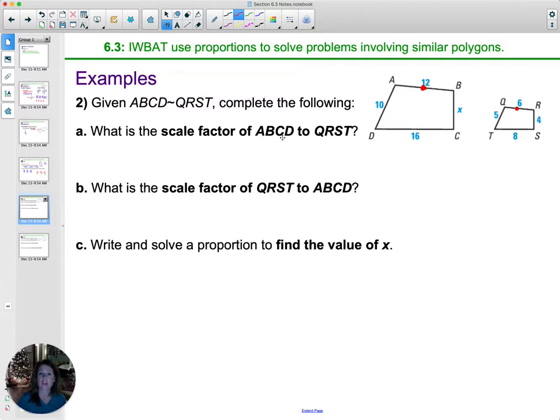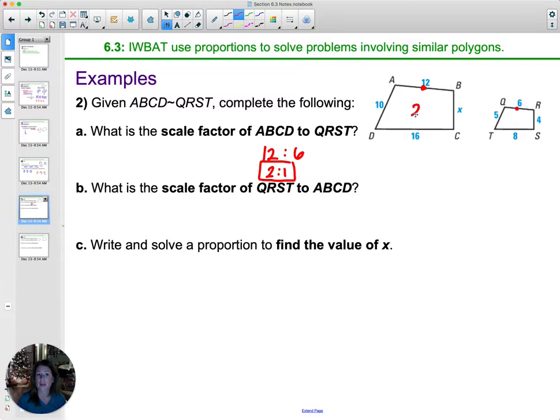Now make sure that you look here and you go from ABCD first. So you take the number from ABCD first, then the one from QRST that went together. Any two filled in sides will work, any two corresponding sides. So these both divide by 6. So when I divide by 6, I get down to a scale factor of 2 to 1.